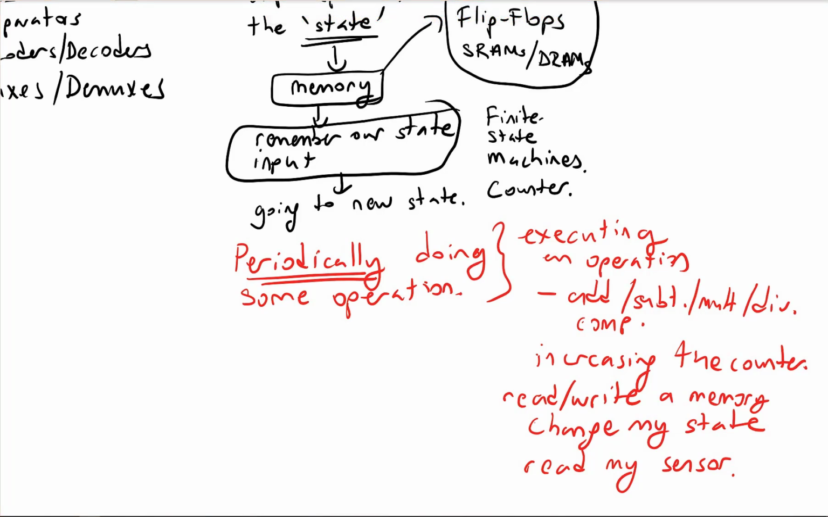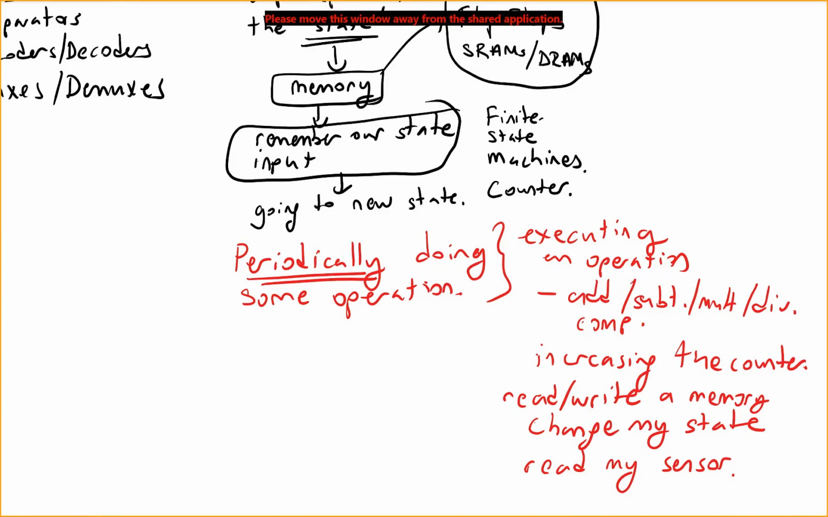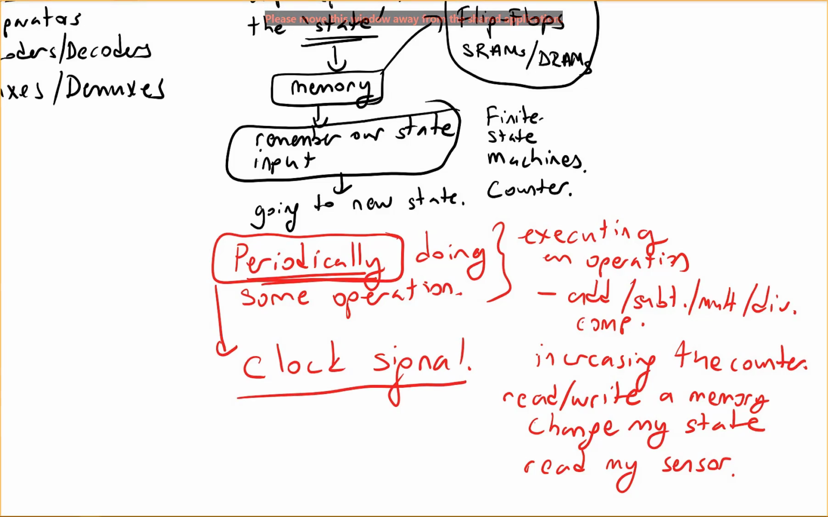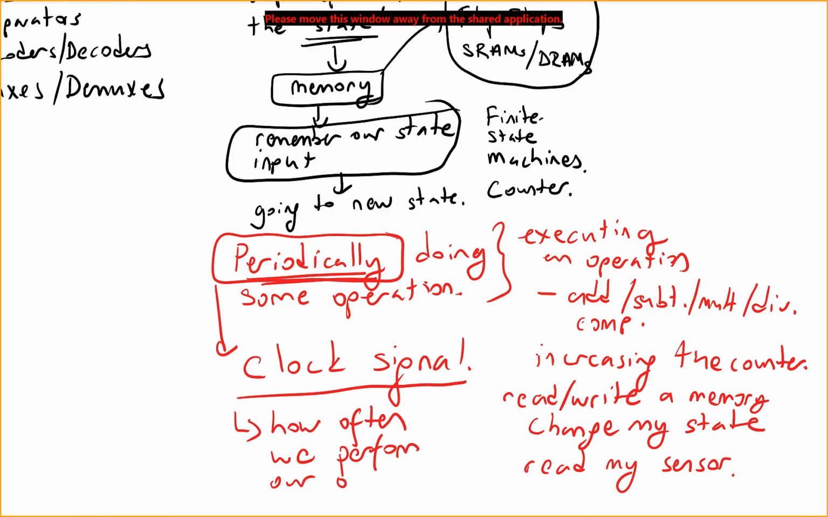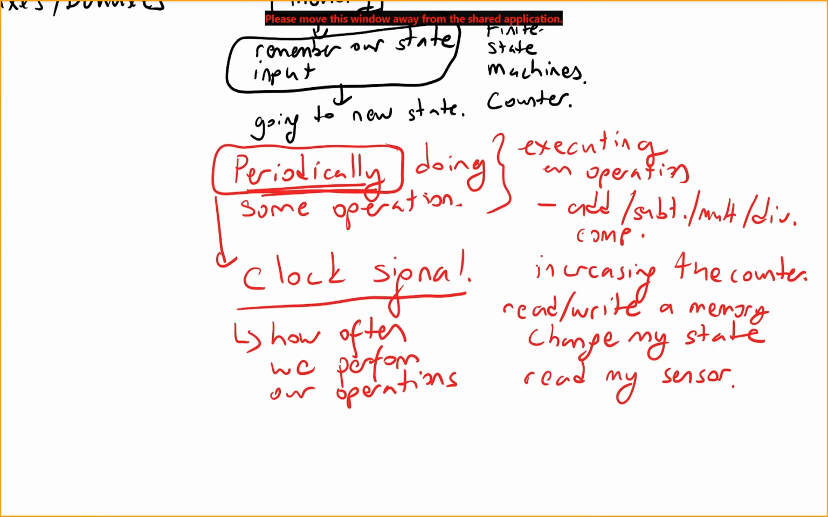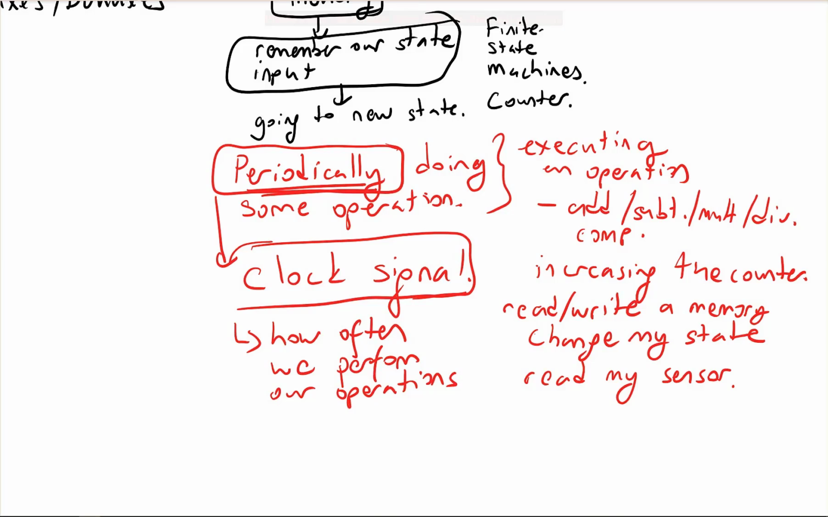For example, a microprocessor in your computer has a clock and it's doing these operations. It's doing some addition, subtraction, multiplication, whatever it needs to do. But it needs to do it periodically. If you say periodically, what we need is a clock signal. The clock signal tells us the period of these operations, so how often we perform our operations. What is the speed of my counter, for example? How fast am I counting? A signal needs to tell us how often I do it.